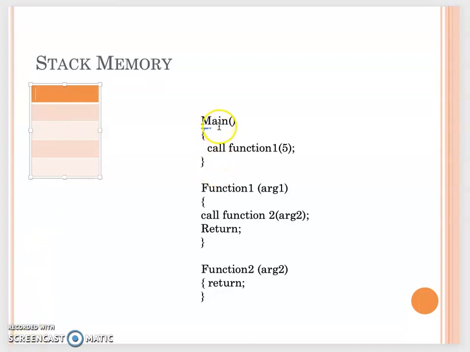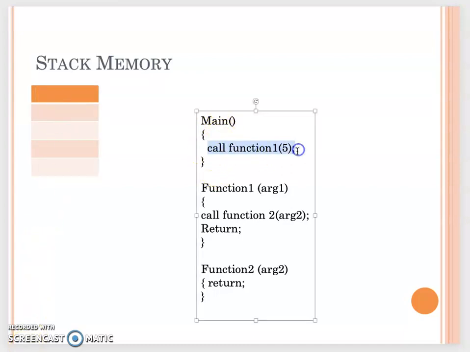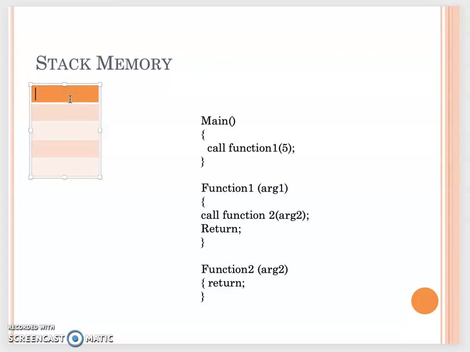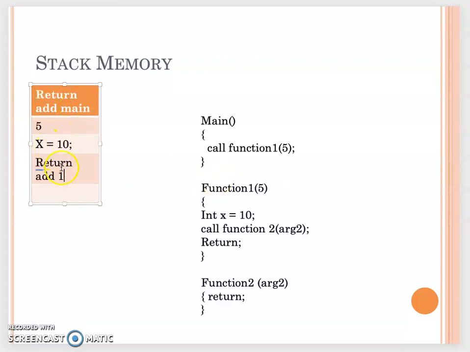So the stack memory in the main function, when they call function 1, right? So we know later they will come back. So then actually you have a return address. We just say that's fine. This return address is where, after we finish function 2, they will come back to. So then you see function 2, you have an argument.